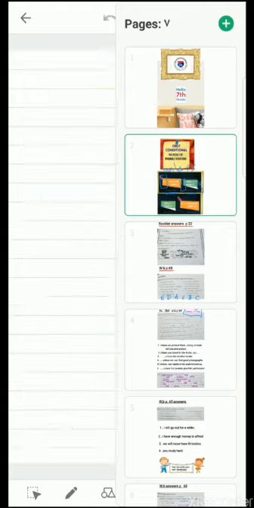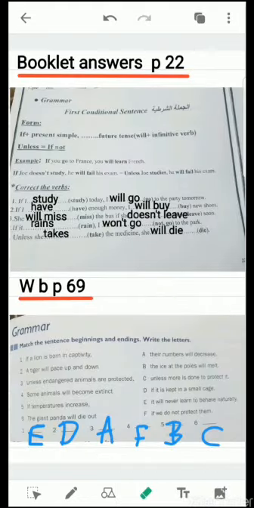Now, look at the booklet. So please open your booklet, page 22. We have an exercise. Correct the verbs. We have to correct the verbs. The first conditional. We have if plus present simple, and we have the complement. Then we have the future tense will plus the infinitive verb الفعل المجرد. We have an example here.